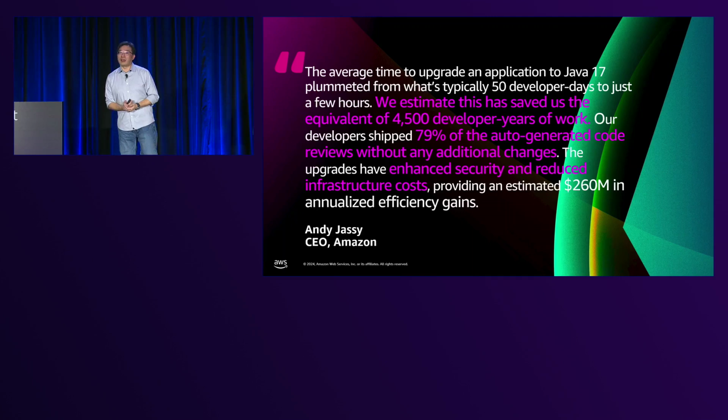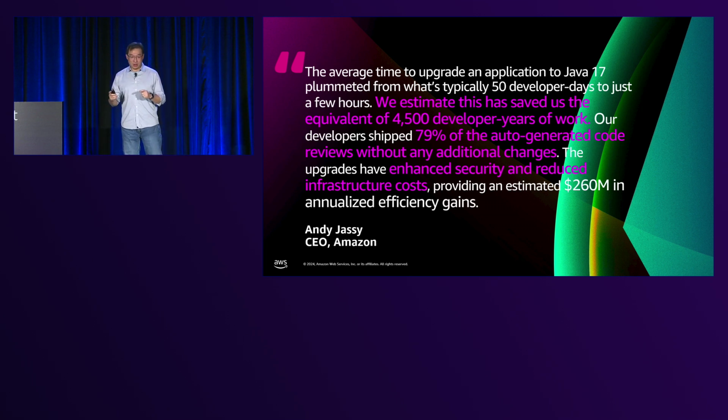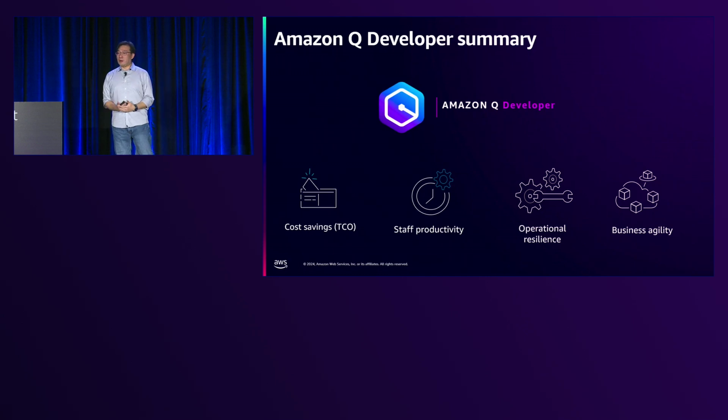So let's take a look at the quote from our CEO, Andy Jassy. In Amazon we have a project that moved Java from the older version to Java 17. Throughout this project, they estimated that what normally took 50 developer days to do before, now just takes hours. Overall, they measured that the whole project saved 4,500 developer years of work. And not only that, the result is a more secure and more efficient application that uses fewer resources. So overall, we estimate the project provides 260 million in annualized efficiency gain throughout the whole project phases. So let's go back to the cloud value framework.